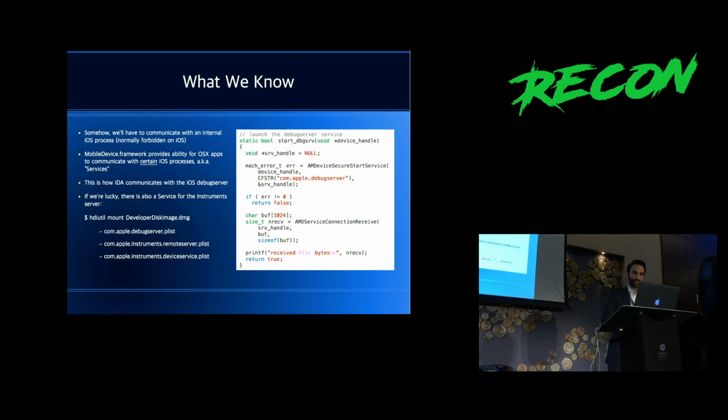So, how do we fetch the process list from the iOS instrument server? Well, somehow we're going to have to communicate with an internal iOS process, which normally is not allowed. You can do it if you jailbreak your phone, but if you want to play nice, you have to go through the mobile device framework. And mobile device provides the ability of OSX apps to communicate with certain iOS processes that Apple likes to call services. This is how IDA communicates with the iOS GDB server. So, if we're lucky, there's also a service for the instrument server as well.